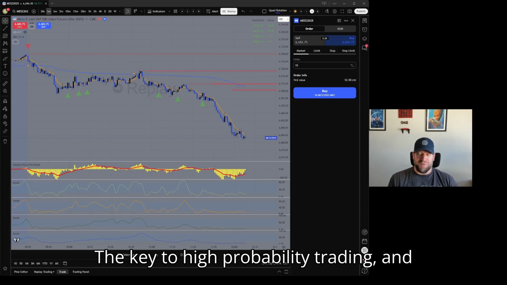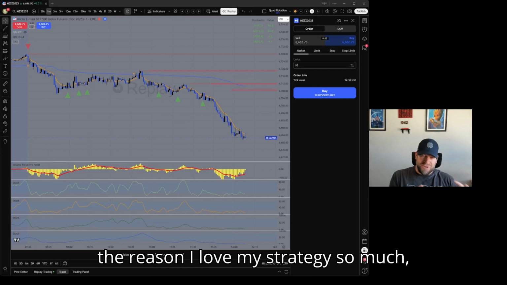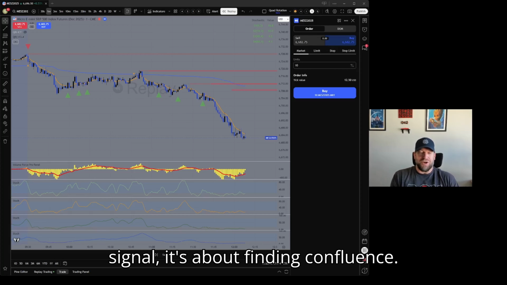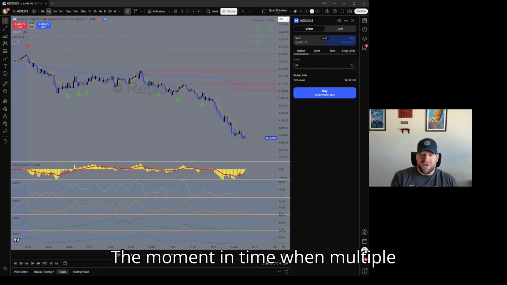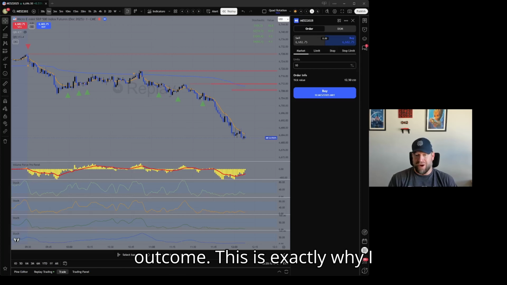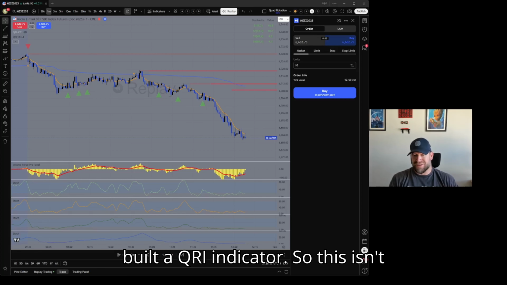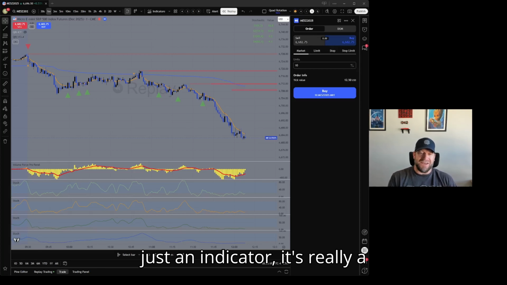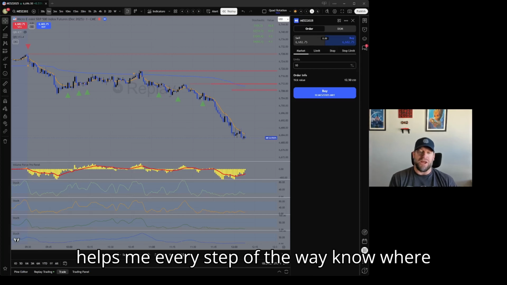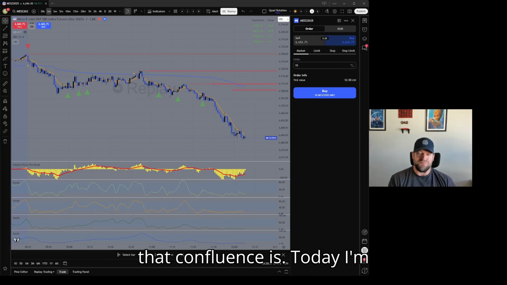The key to high probability trading, and the reason I love my strategy so much, isn't about finding one magic signal. It's about finding confluence, the moment in time when multiple independent factors all point to the same outcome. This is exactly why I built the QRI indicator. So this isn't just an indicator, it's really a confluence grading engine. It helps me every step of the way know where that confluence is.